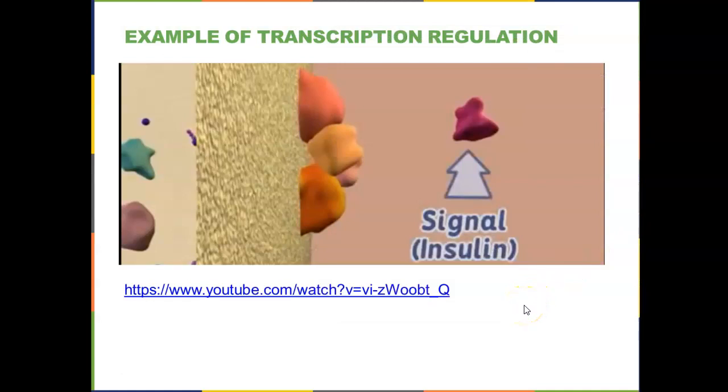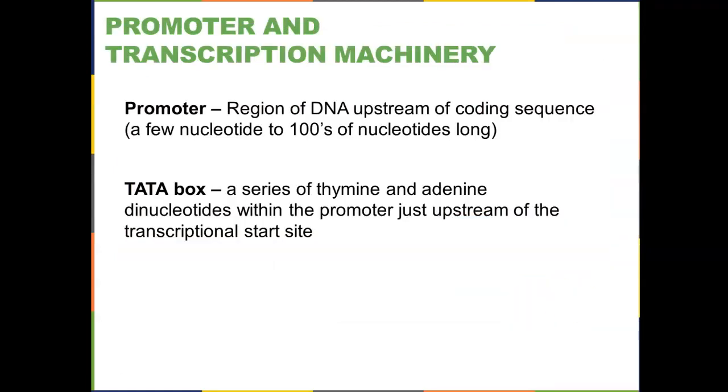All right, so let's finish this off right here. Remember again, our promoter is a region upstream of the coding sequence. That can be quite some distance away, a moderately long piece of DNA right here. Remember that we have that T and A rich region within a promoter called the TATA box, which is just upstream of the transcription start point. So that indicates where RNA polymerase attaches.